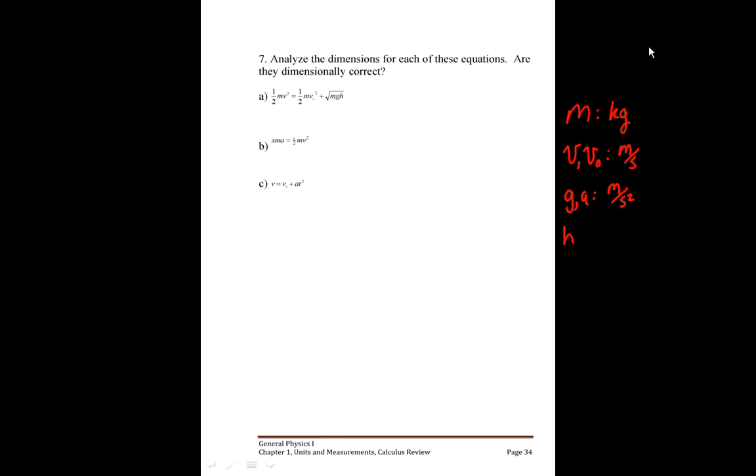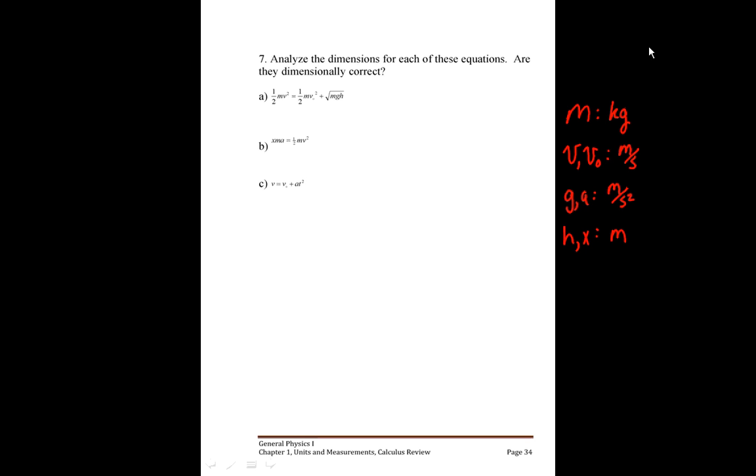H is a measure of height. X is a measure of distance. So those are both measured in meters. I think that's all. So those are the units in these particular problems. And you'll need to know what the units or standards of measurement are that we use for distance, time, mass, what have you. And these are what we use here: kilograms, meters, and seconds.